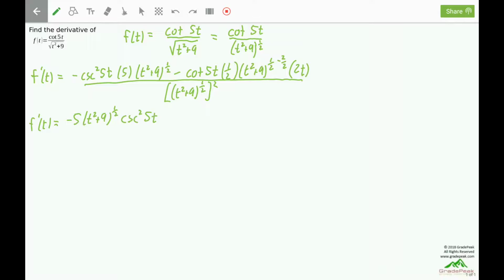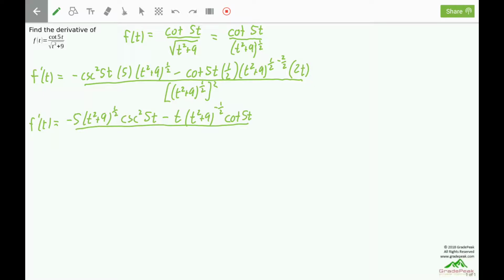This second term, I'll bring the constants. I have a 1/2 and a 2. Those multiply each other. That'll be 2/2 or a 1. And I'll move those out there with this negative. So I will have a negative 1. I also have a t that I'll move to the front. So I have a t. I have a t squared plus 9 to the 1 minus 2, negative 1/2. And then I have the cotangent of 5t.